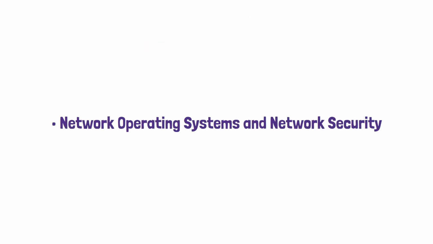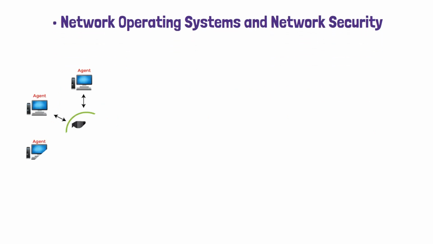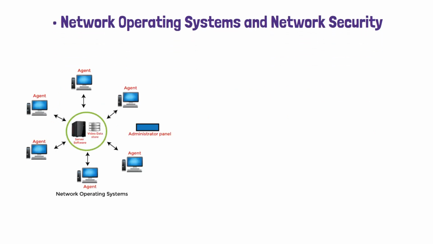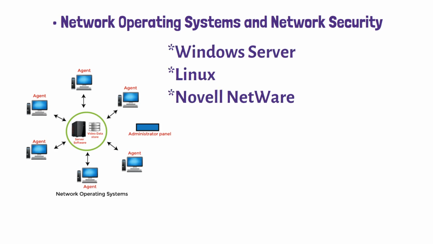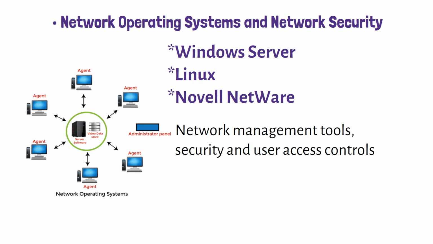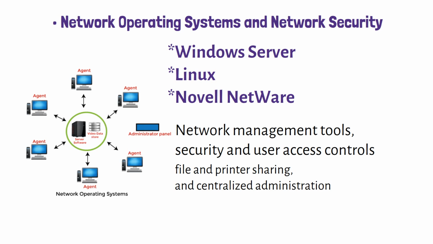Network operating systems and network security. A network operating system is an operating system that is designed to manage and operate a network. A network operating system is typically used in larger organizations where multiple computers and devices are connected to a network. Some examples of network operating systems include Windows Server, Linux, and Novell NetWare. Network operating systems provide several features, such as network management tools, security and user access controls, file and printer sharing, and centralized administration. A network protocol is a set of rules for how information and communications are exchanged.